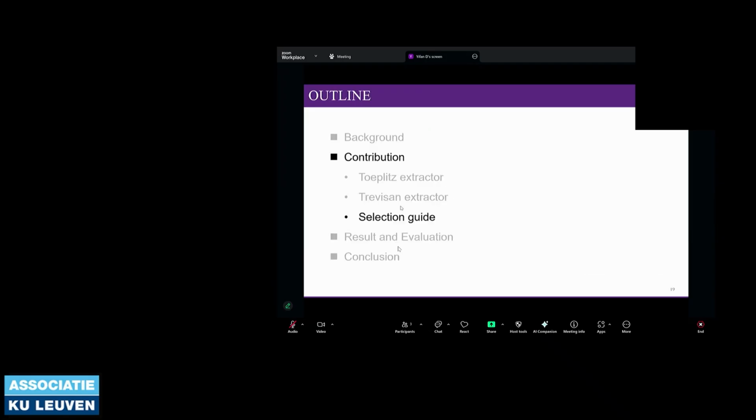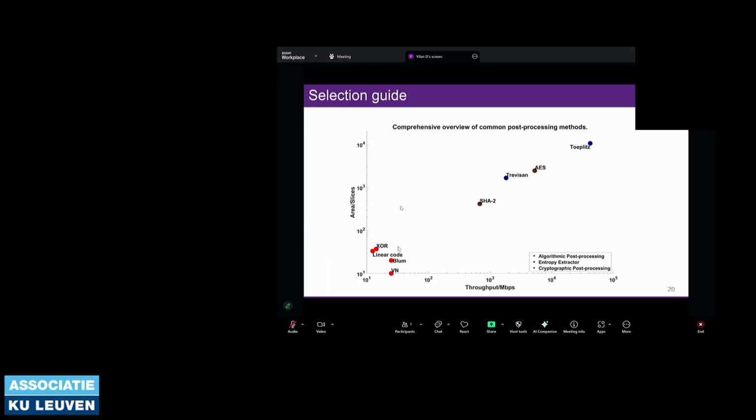The last contribution of this work offers a general selection guide to assist TRNG designers in choosing the most suitable post-processing methods. Here, we provide an overview of the key features of common methods. 3 types of post-processing are all shown here.